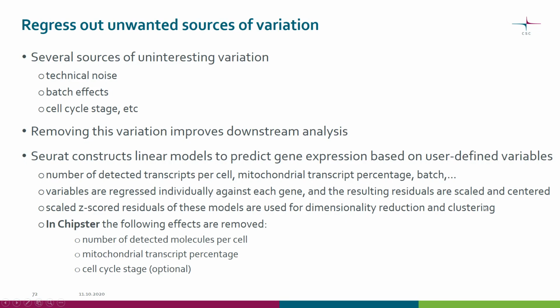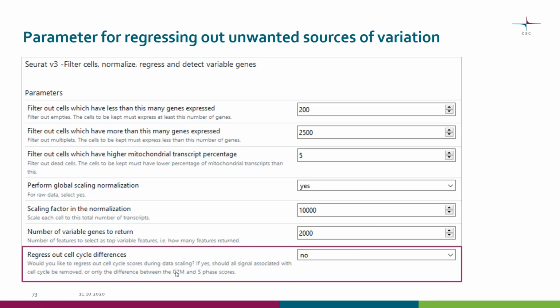the PCA and clustering. So in Chipster, the number of detected transcripts per cell and the mitochondrial transcript percentage are regressed out automatically. And then you can choose if you also want to regress out the cell cycle effects. There is a separate video on that. And again, this happens in the same tool that does a lot of other things. The parameter is at the bottom here. So here it's whether you want to regress out the cell cycle differences or not.